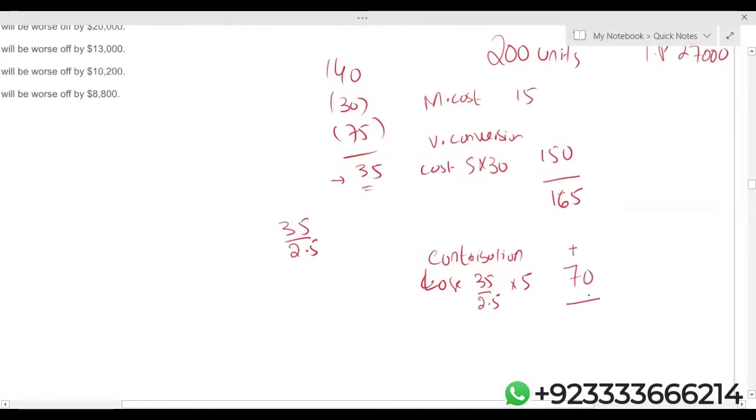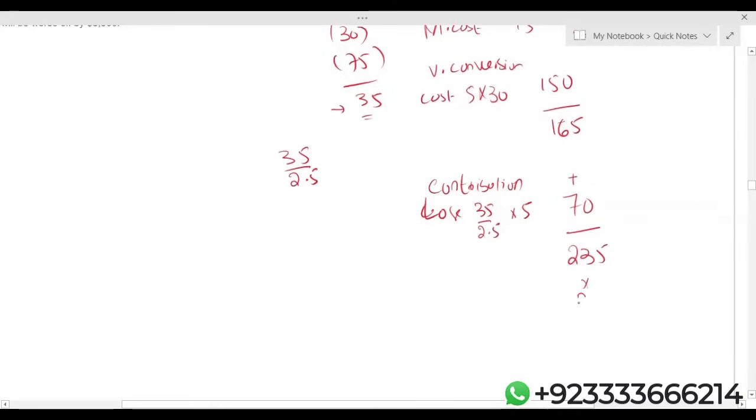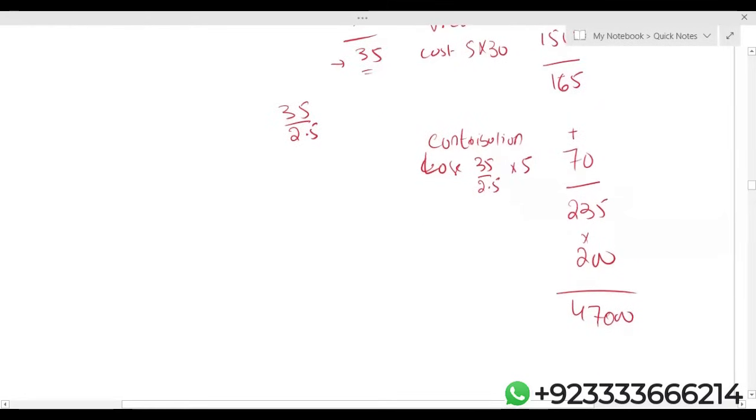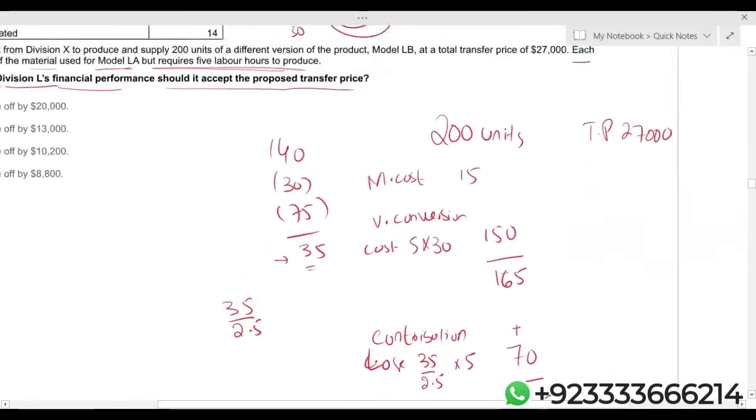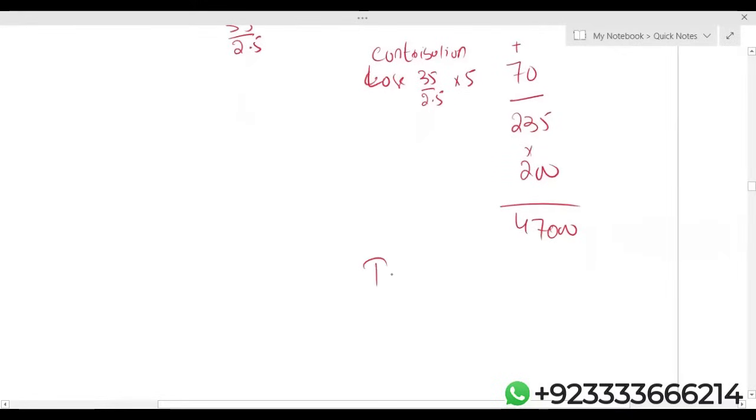So it means per unit to manufacture model LB, the cost is going to be 165 plus 70. I'm getting 235. How many units are we required to manufacture? 200. So logically, the relevant manufacturing cost to manufacture 200 units of model LB is 47,000 and they are just offering us 27. Transfer price offered is 27, which means that we have to actually bear the loss of 20,000.